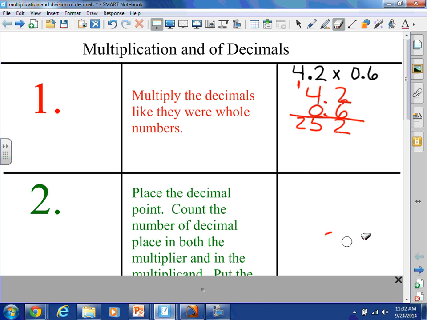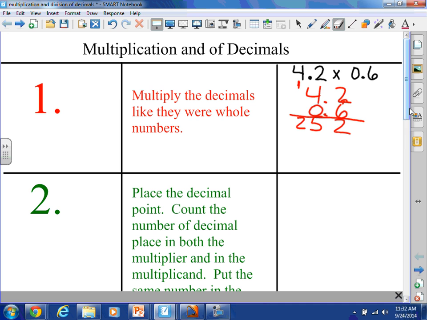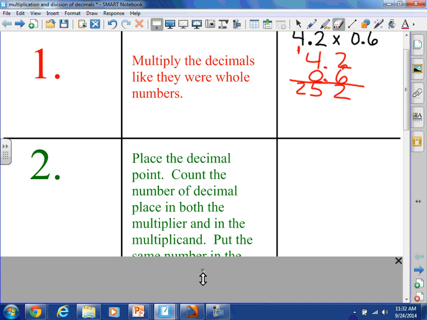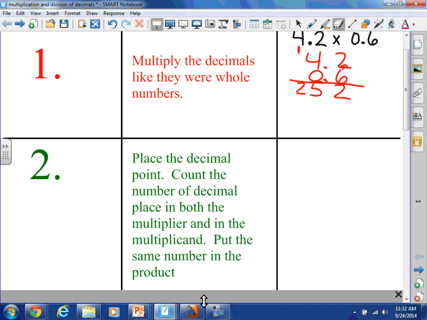Okay, now the second step, when we're talking about division or multiplication of decimals, is I'm going to place my decimal point in the problem. Now, just like we did, I had 4 2/10, I had 6/10.